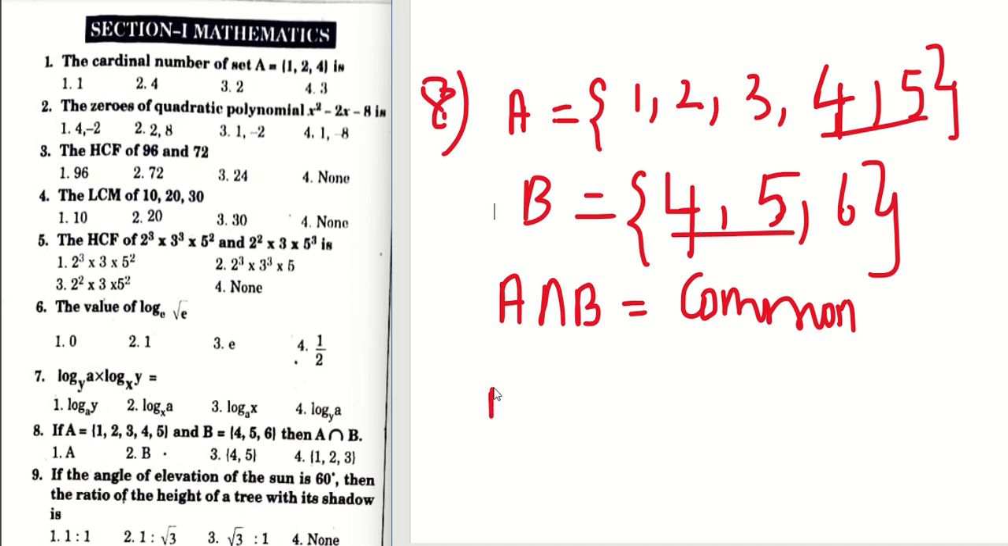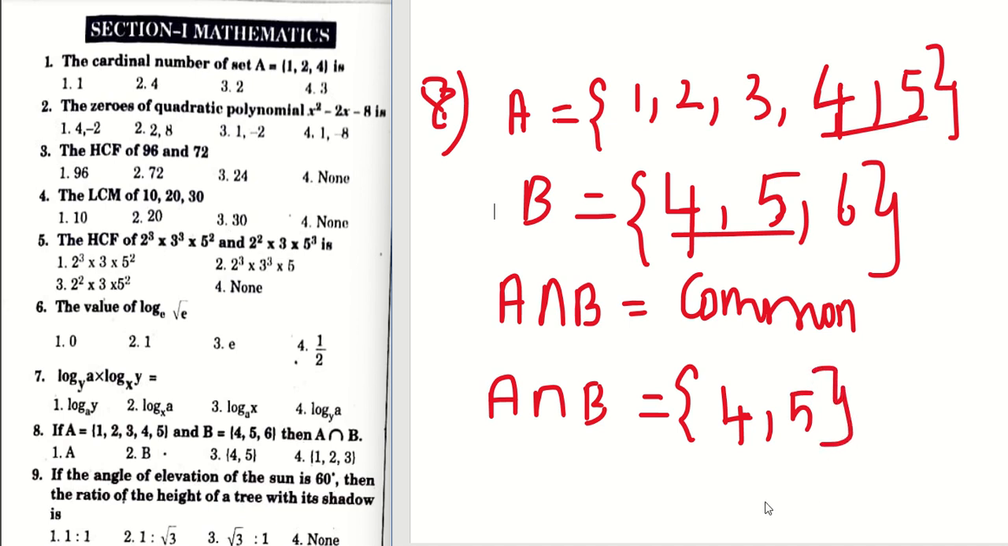So what is A intersection B? A intersection B is 4, 5. This is A intersection B. So what you have to remember over here? Intersection means common, union means all.